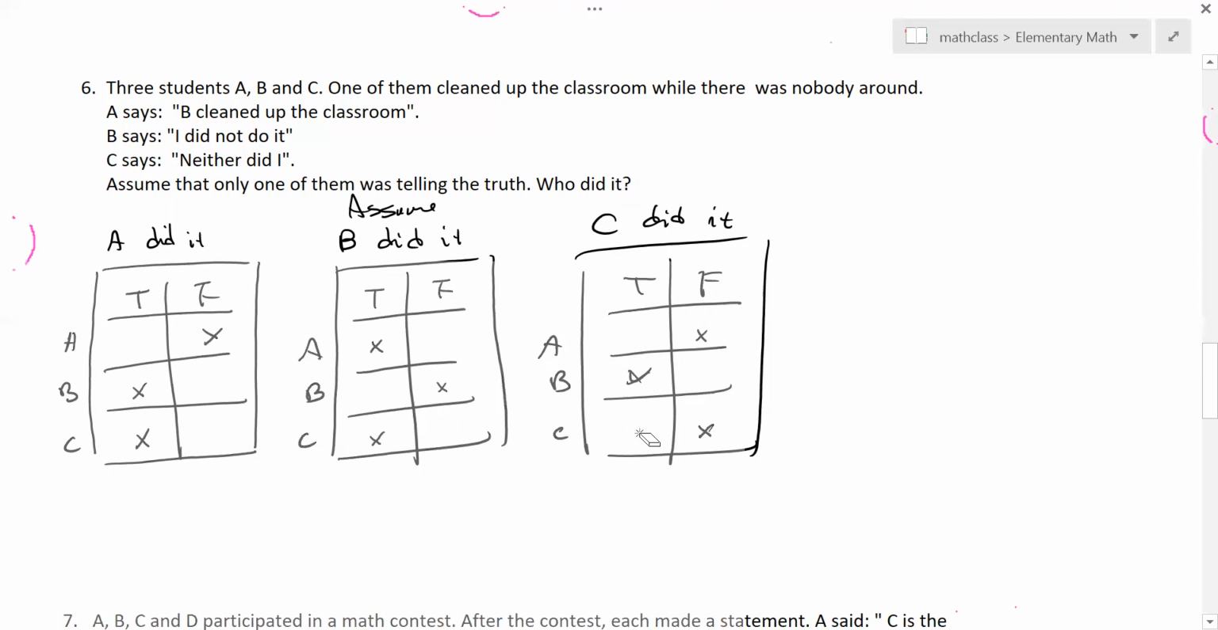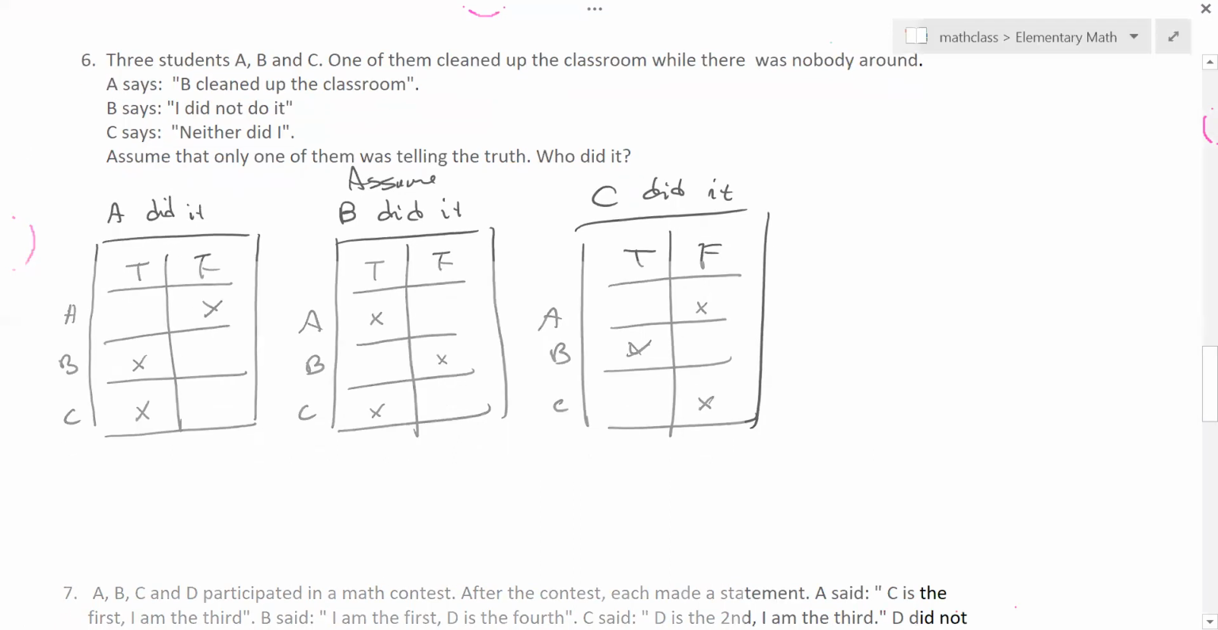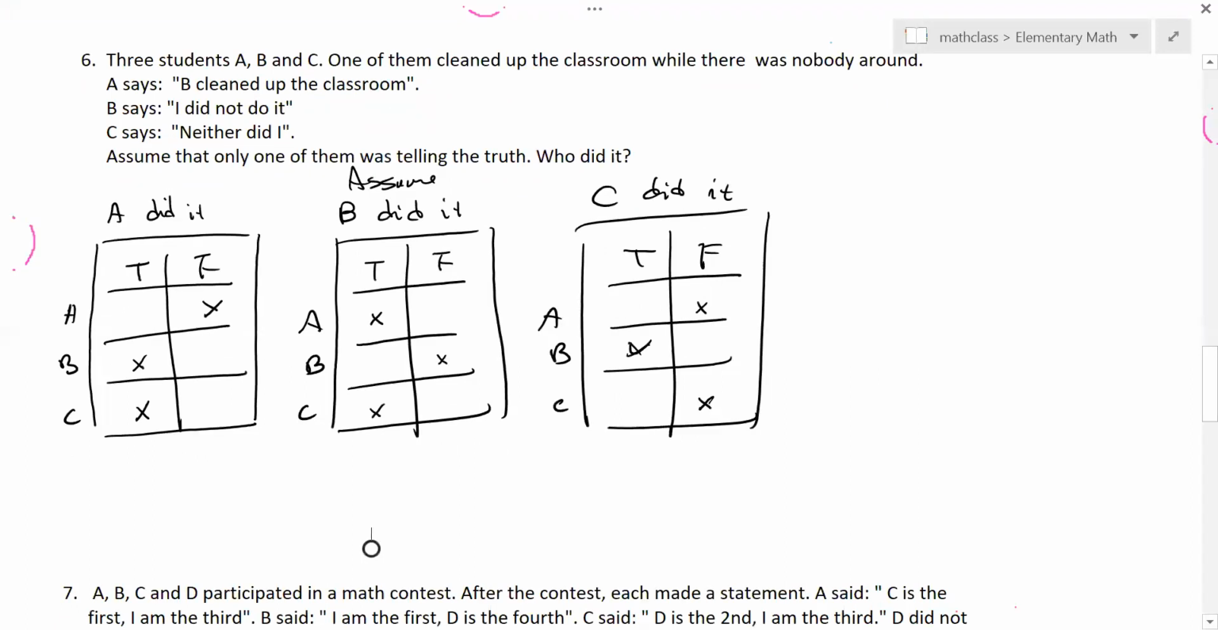Yeah, I looked at the wrong place. Okay. So when you look at this picture, you see that, right? Only the last one. Only the last picture, right? Only one of them tells the truth. So that means the answer comes from the last picture. So the answer is C. Okay?